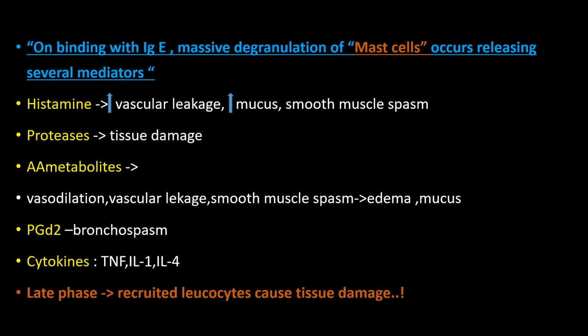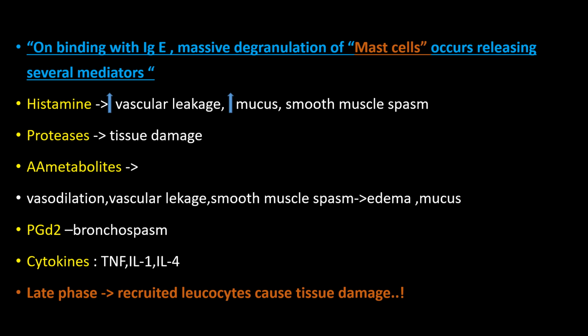Okay, then because of all these changes that happen in the tissues, there will be production of cytokines in the tissue field. Cytokines that can be produced here are tumor necrosis factor, interleukin 1 and interleukin 4. The function of these cytokines is they will invite all kinds of WBCs into the tissues. This phase where cytokines are inviting all the WBCs into the tissue field is the late phase.